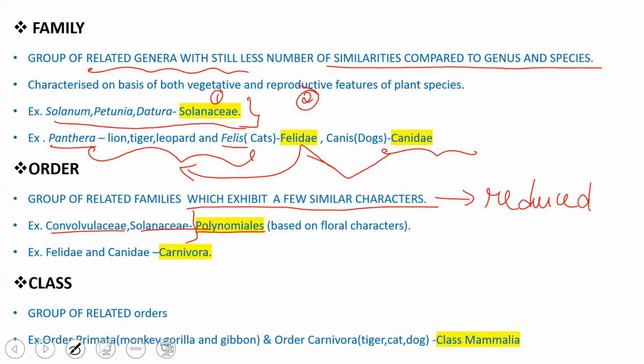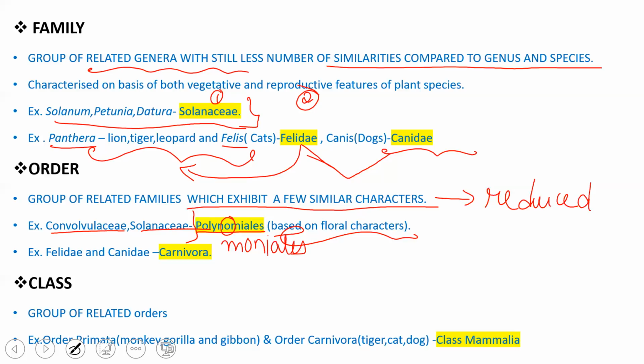called Polymoniales. Based on the floral characters, they belong to this particular order, that is Polymoniales. Okay, it should be Polymoniales. Just make a correction. Polymoniales.